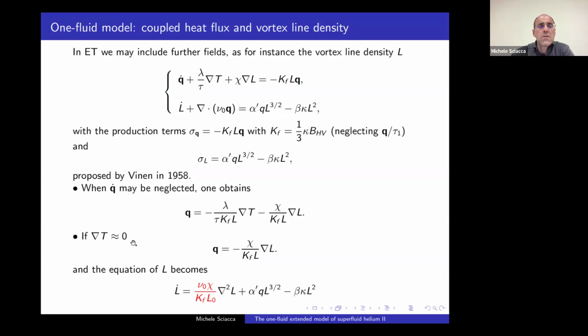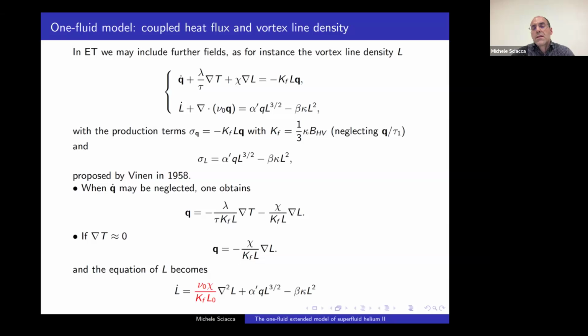So when the gradient of T is practically zero, you have a heat flux due to the gradient of L. So in some sense, if you have a tangle of vortices which is not homogeneously distributed inside the channel, then a gradient of L may lead to the appearance of heat flux Q.